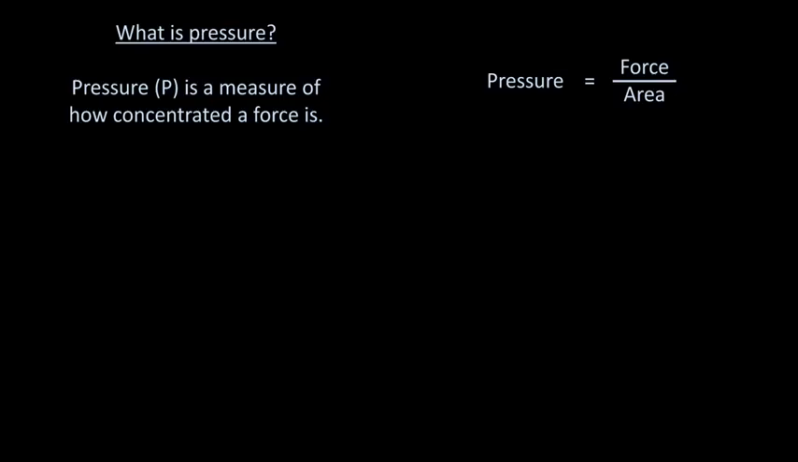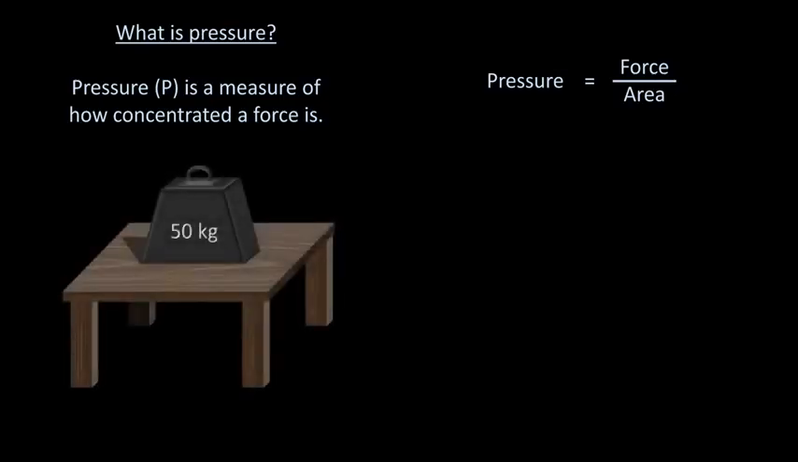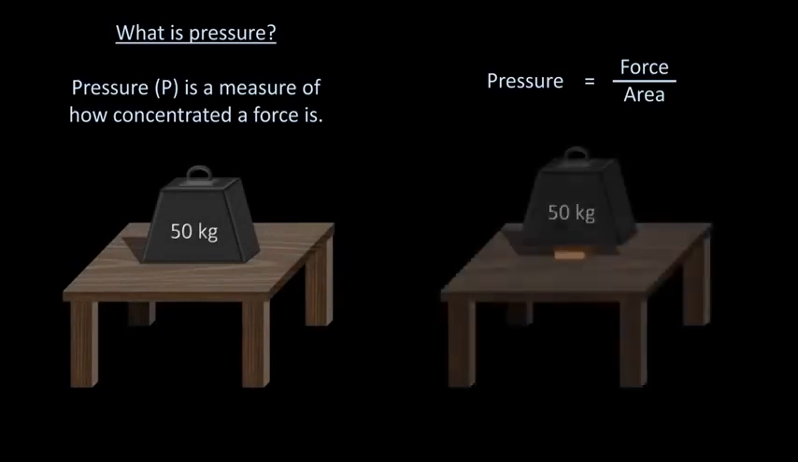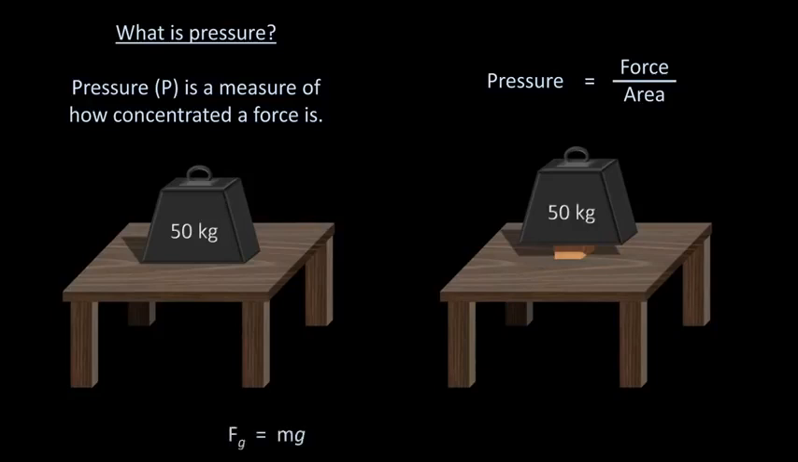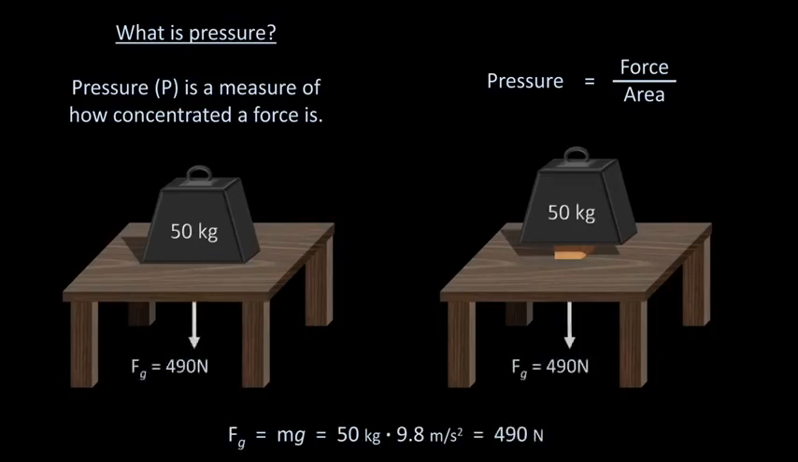Let's look at two situations. In the first, a 50 kilogram weight is resting on a table. In the second, a 50 kilogram weight is resting on a small wooden block of negligible mass, which is then resting on a table. The force on the table caused by the object's weight is 50 kilograms times 9.8 meters per second squared, or 490 newtons. This will be the same in both situations.